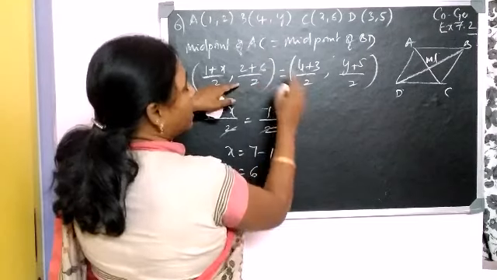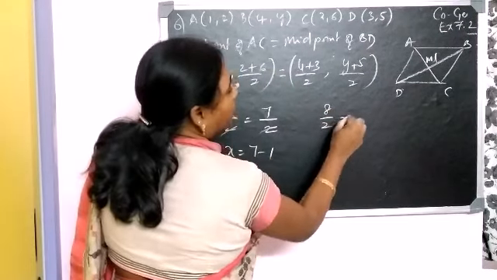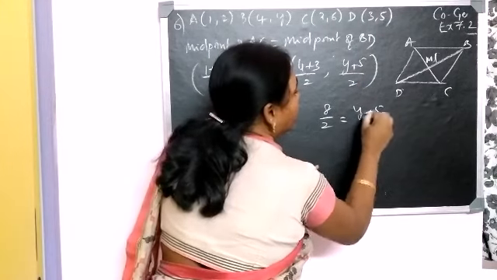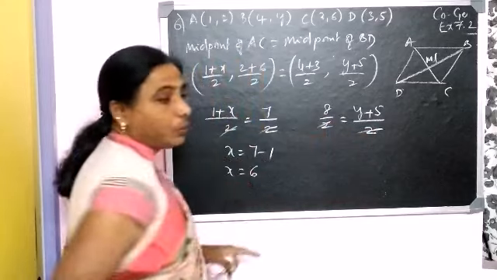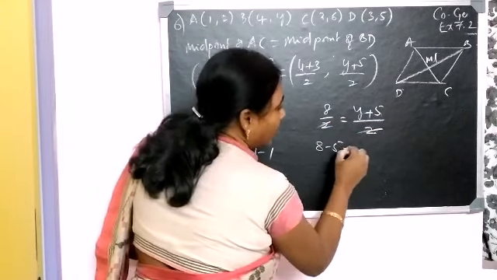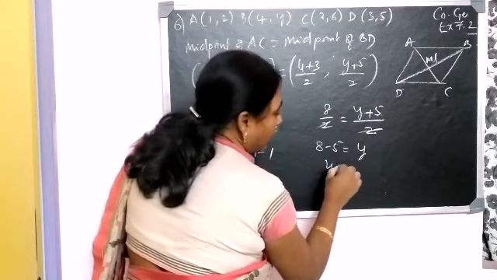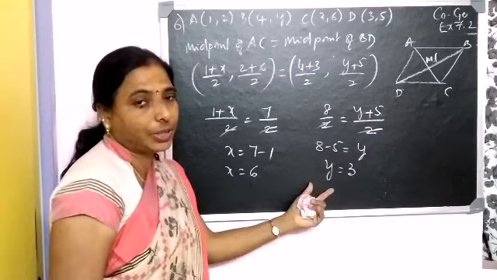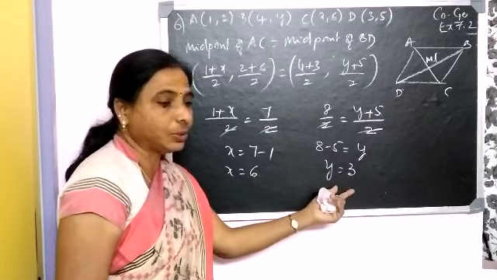y here is 2 plus 6 is 8. 8 by 2 is equal to y plus 5 by 2. 2 and 2 cancelled. This plus 5 comes to the other side, so minus 5 is equal to y. Therefore, y here is 3. They are asking you to find out x and y. Therefore, x is equal to 6 and y is equal to 3.